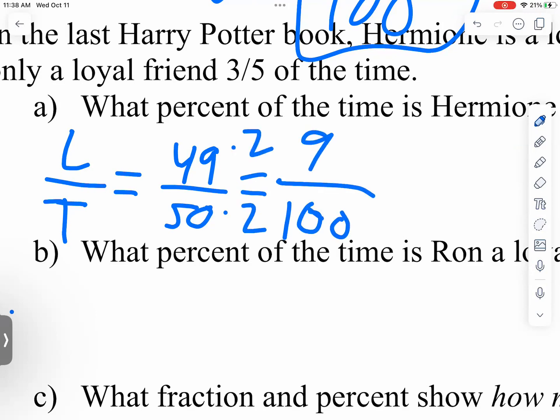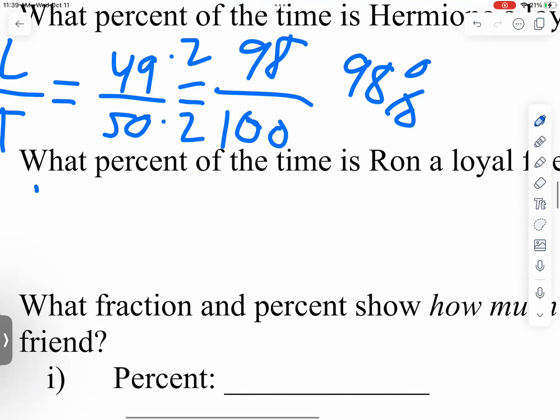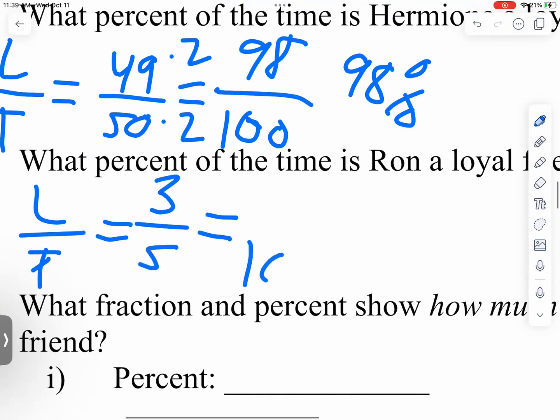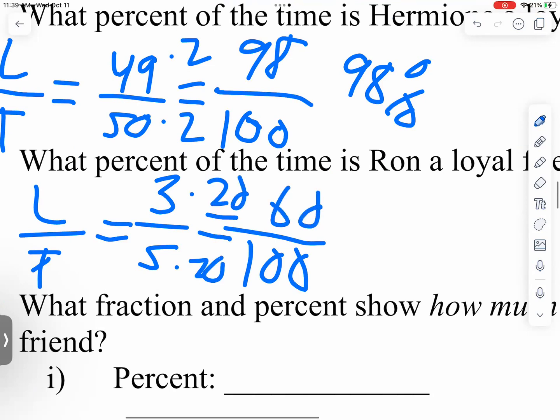Okay, 49 times 2 is 98. So she is loyal 98% of the time. Ron, on the other hand, is only loyal 3/5 of the time. So put that out of 100. 5 times 20 is 100. Same on the top as it is on the bottom. So that's going to be 60%.